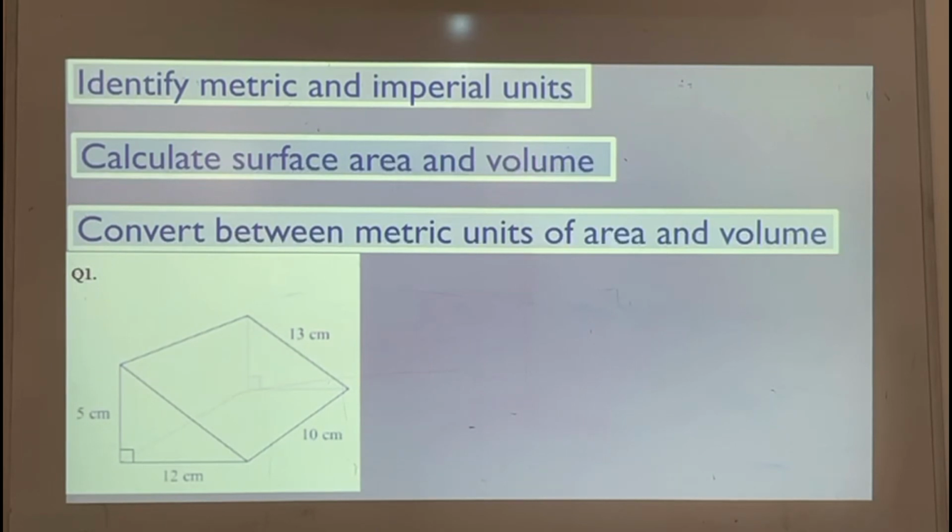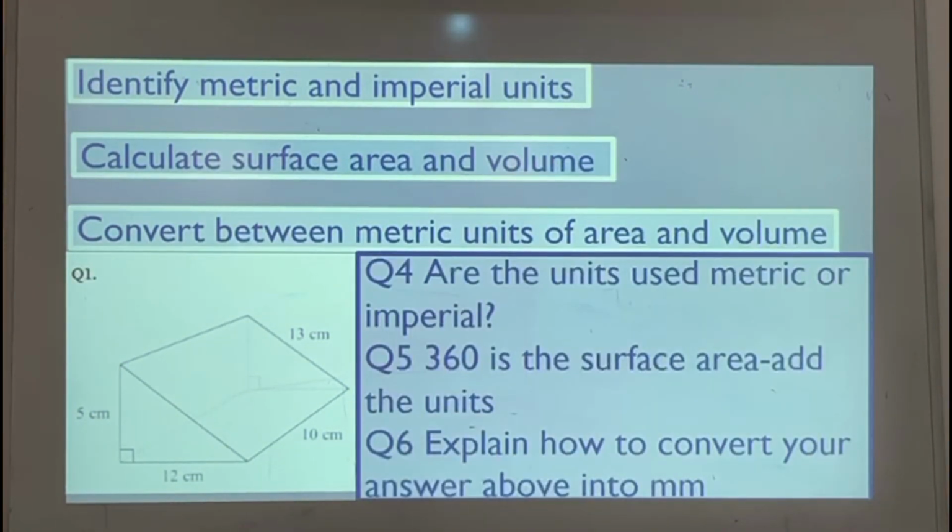So in this video we had 3 learning objectives. So what I would like you to do to finish is prove to me that you've achieved all of these learning objectives by answering these final 3 questions. Are the units in the question, that is with the diagram, metric or imperial? 360 is the surface area, add the units and explain how to convert your answer above into millimeters. So pause the video, have a go at these in your exercise book, and if you can do that, you've achieved all the learning objectives, so well done for that.